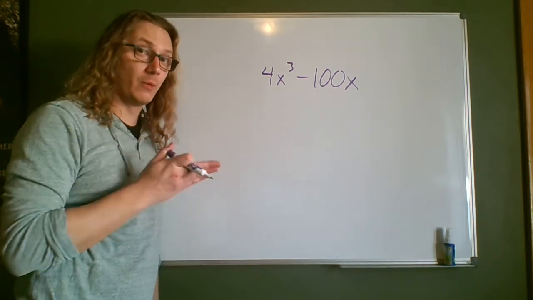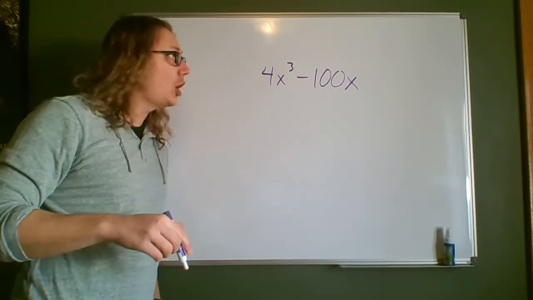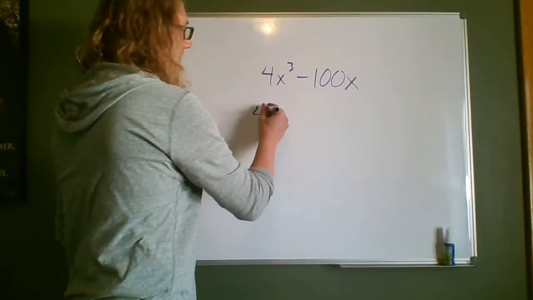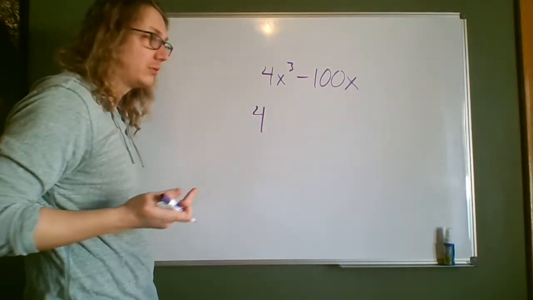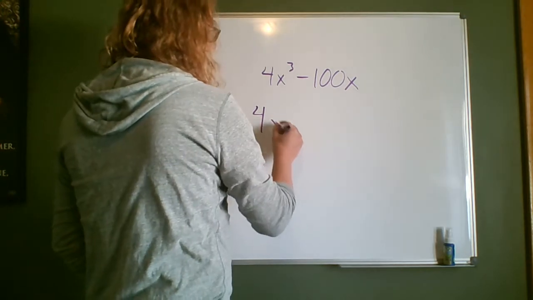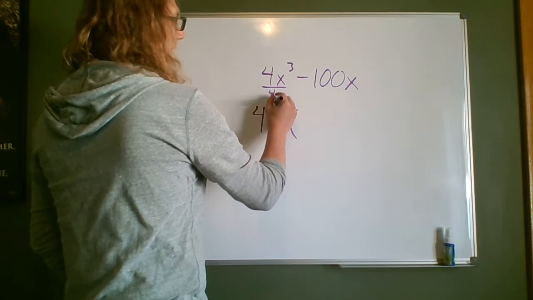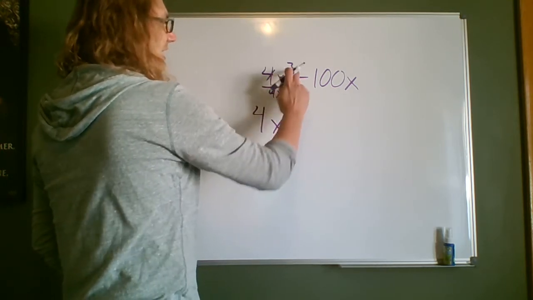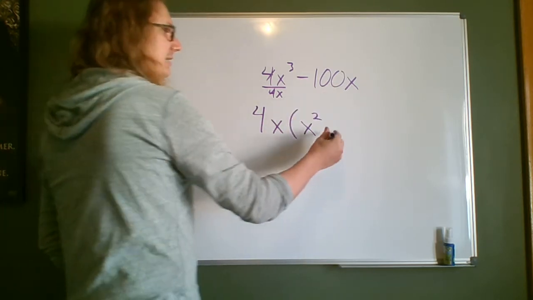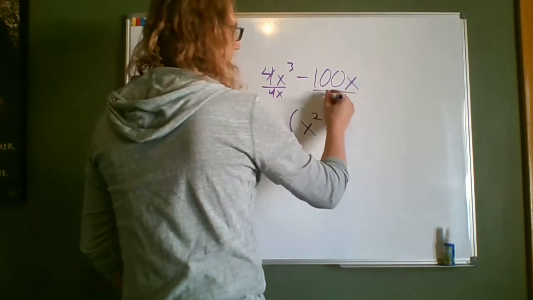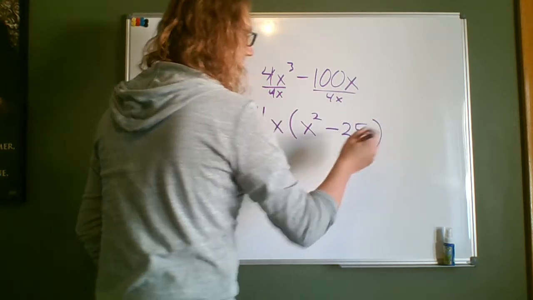But that 100x, that's also got an x on there, which means not only can I take a 4 out, because there's a 4 in both of these, I can also pull out an x. So what's left over? Well, I pulled out a 4x, so the 4's will cancel, and an x cubed divided by 1x will give me x squared, minus 100 divided by 4 is 25. X divided by x will just cancel out.